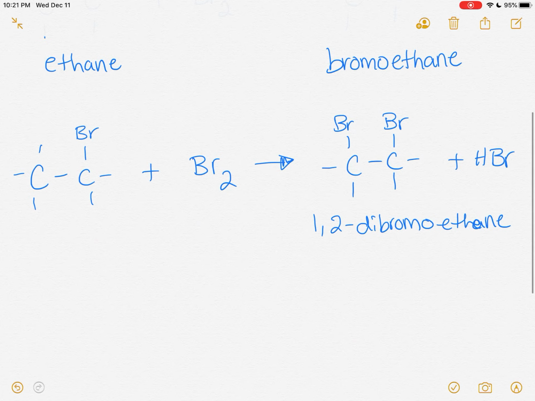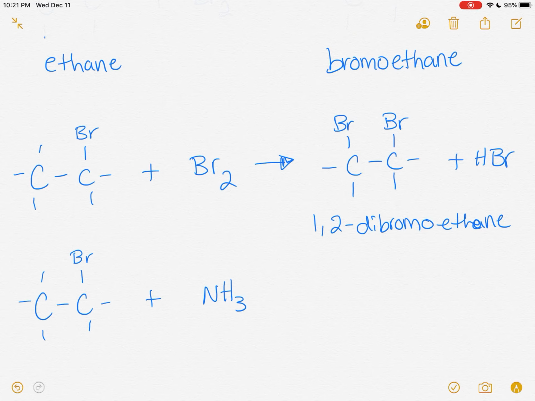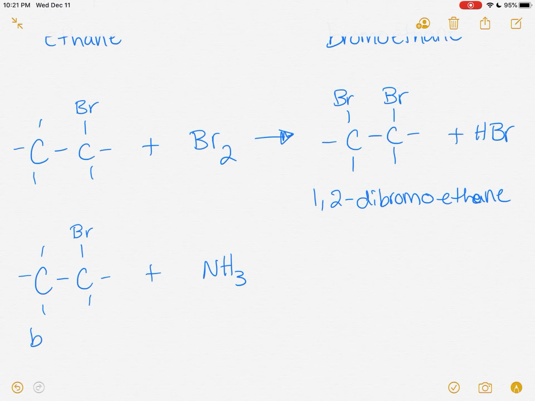Okay. We can substitute ammonia onto our carbon chain. We're actually going to use the carbon chain that has a halogen already, and we're going to add ammonia to it. So we're using this bromoethane, and we're adding ammonia.